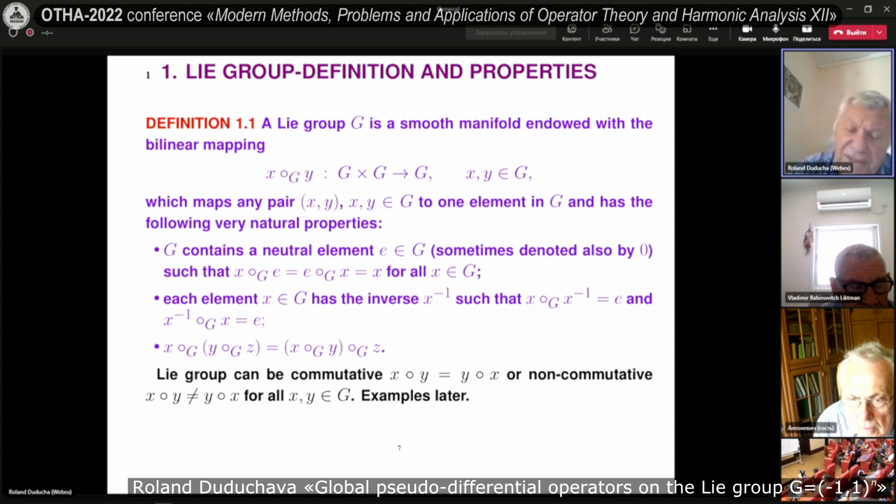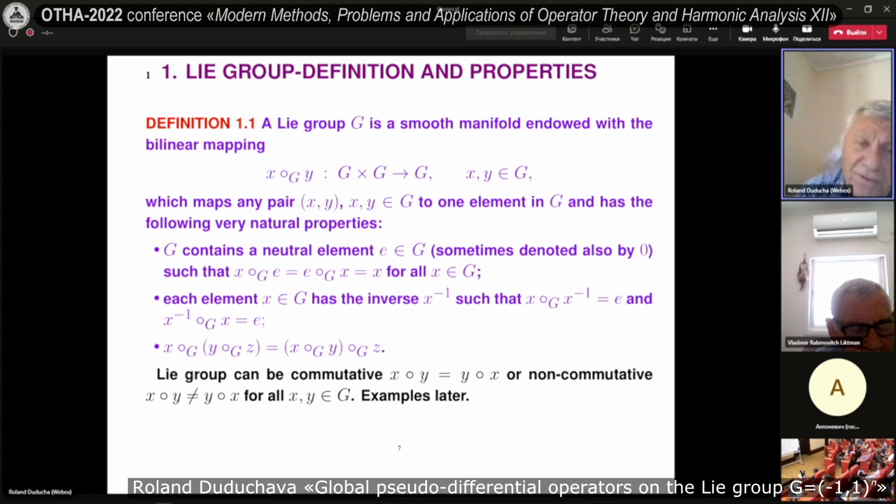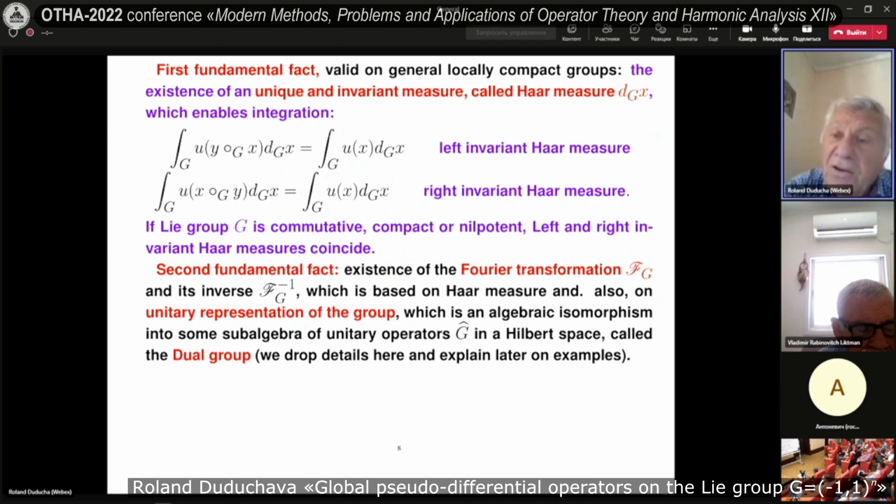A Lie group can be commutative or non-commutative, but the group which we consider is a commutative group. First fundamental fact: on such groups there exists a unique and invariant Haar measure, which enables the definition of the integral, with left invariant measure and right invariant measure. What does it mean? In our case, left and right invariant measures coincide. So we have the integral, we have a measure on this group, and this measure is unique.